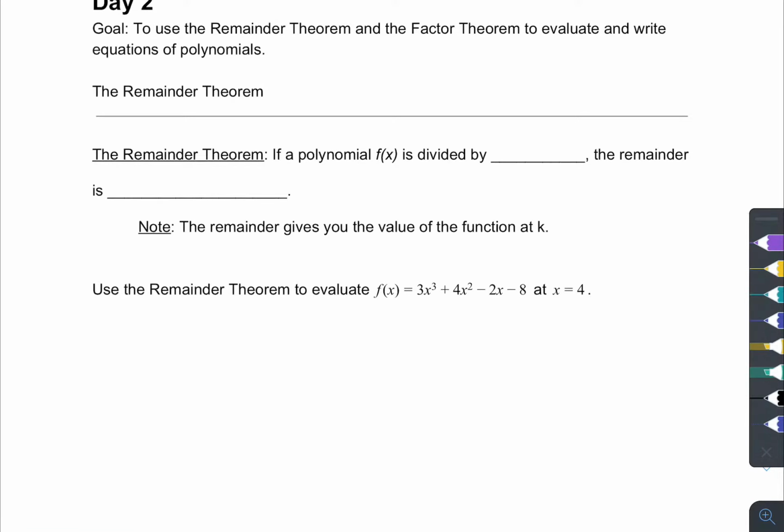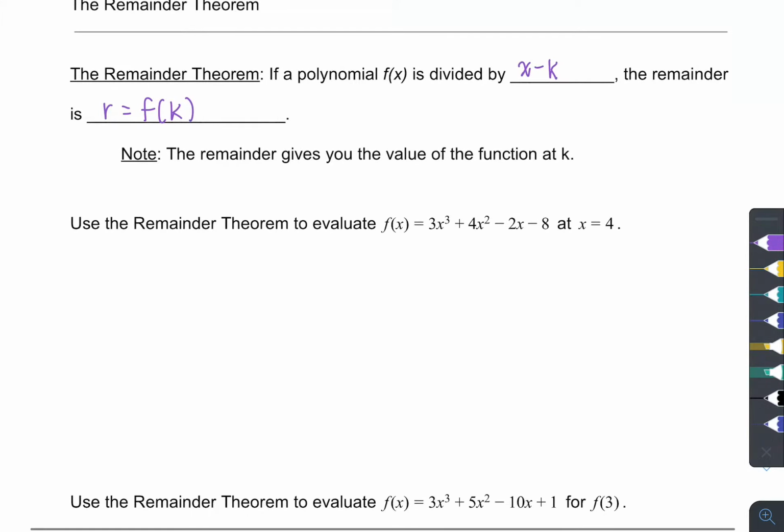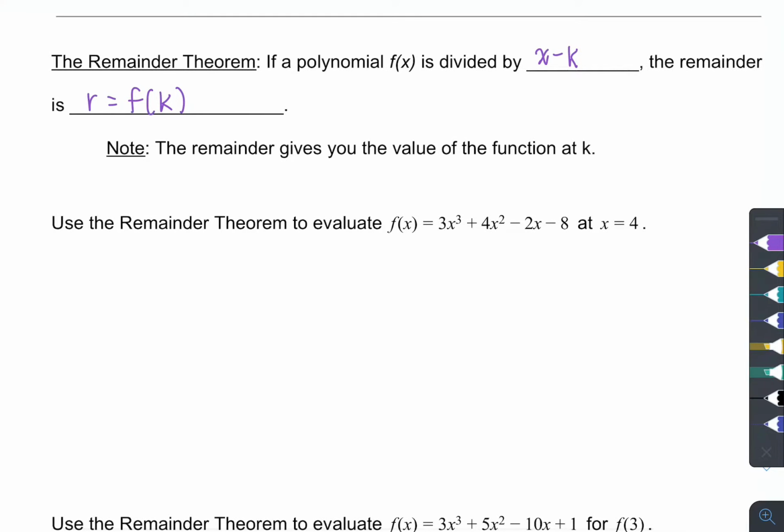Okay, the remainder theorem is basically saying that if something's divided by x minus k, then the remainder is going to be r equals f of k. So basically what it's saying is you're evaluating the function and then you get the remainder. So it might say, find the remainder of this function if the factor is x minus 4. So let's go ahead and jump in.